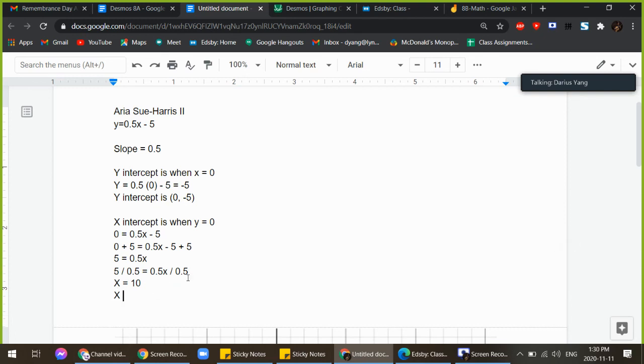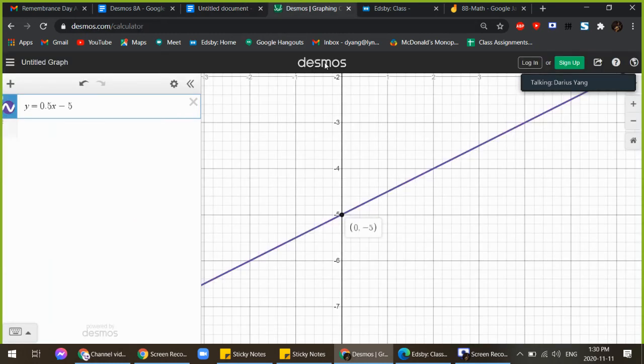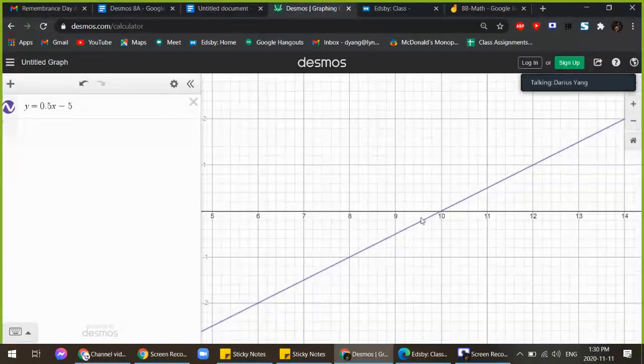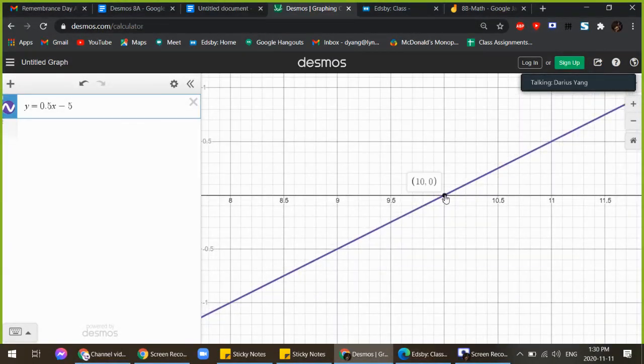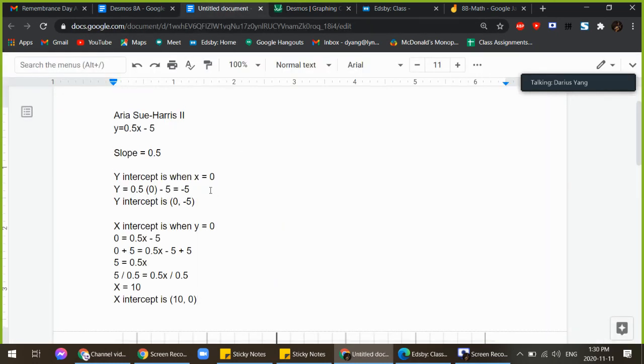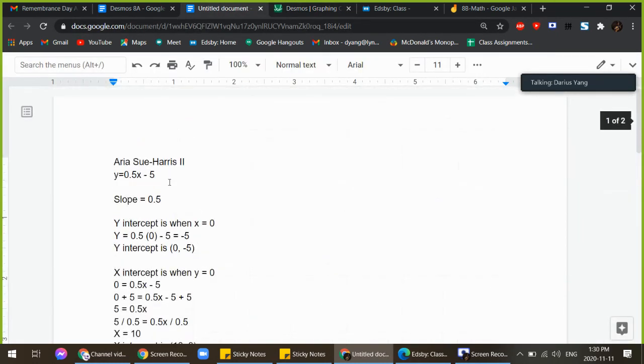So therefore, the x-intercept is 10, 0. That's right. So we go back to Desmos and take a look at the x-intercept. What do you see? 10, 0. There. And save this as a PDF and submit it. That's it. That's pretty easy.